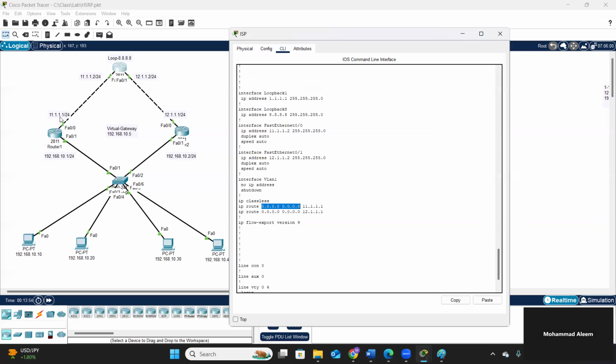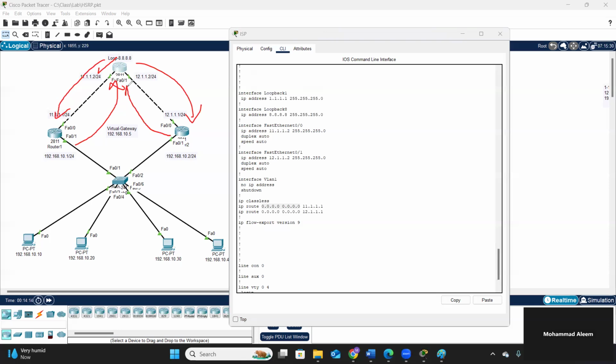11.1.1.1 for this router, because this is the next hop IP address for him, and this is the next hop IP address for him. If you are configuring the default route from this router, the next hop IP address is this one. This is what you have to configure. So don't confuse that.